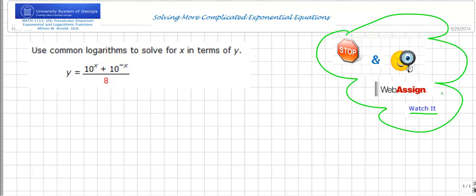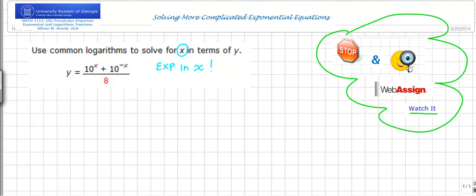solve for x in terms of y. Now this equation immediately looks more complicated to us because there's both an x and a y in the equation. But try to remember the variable that you are solving for. So what I see here is an equation that is exponential in terms of the variable x, and that gives me an insight into how to solve it.